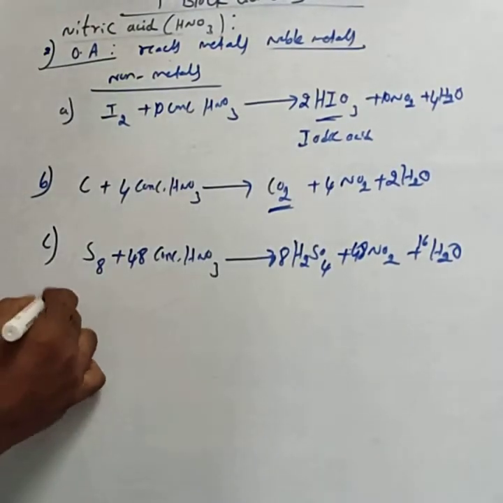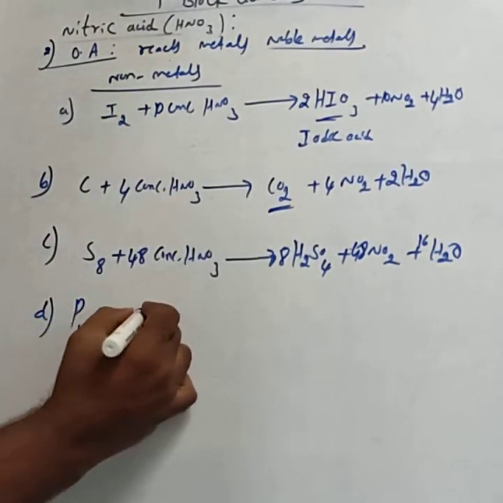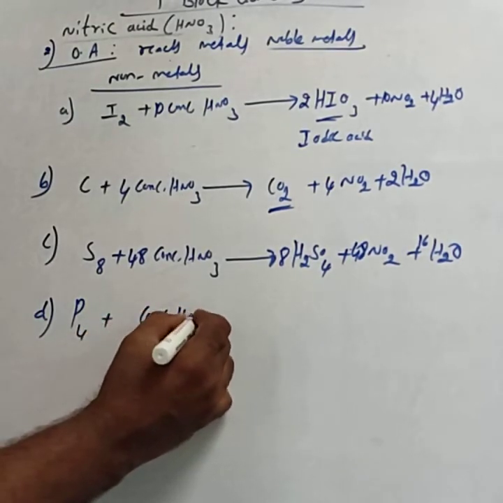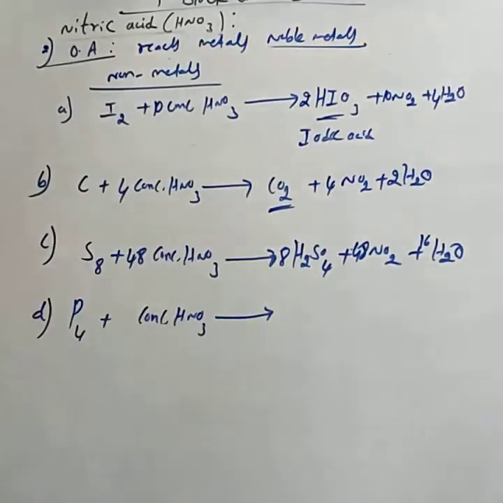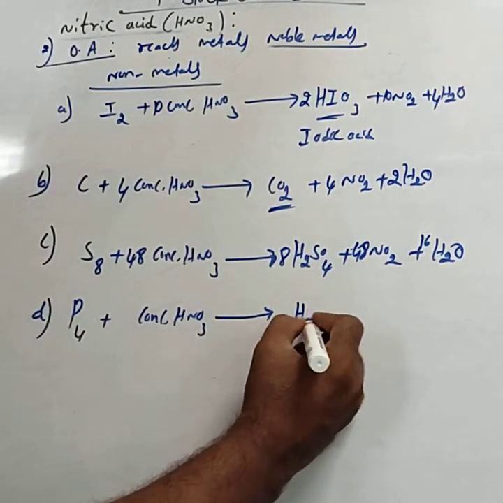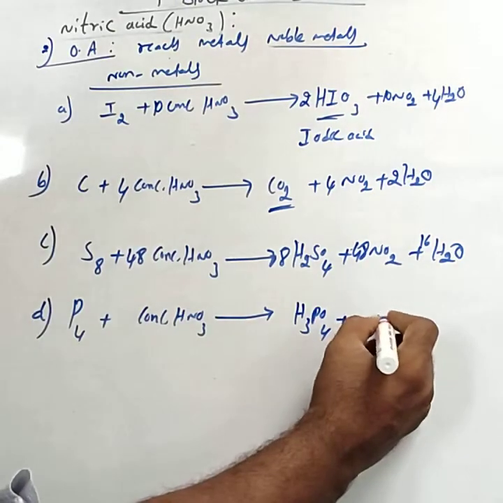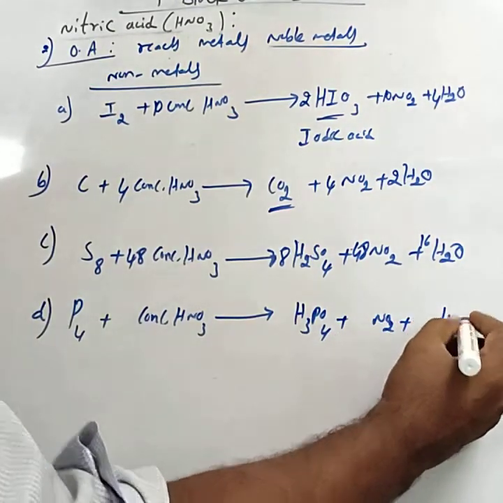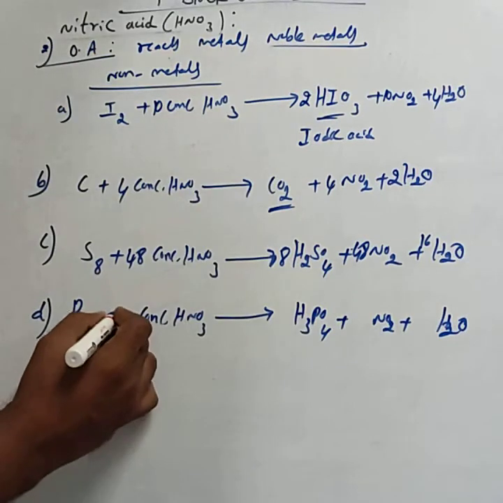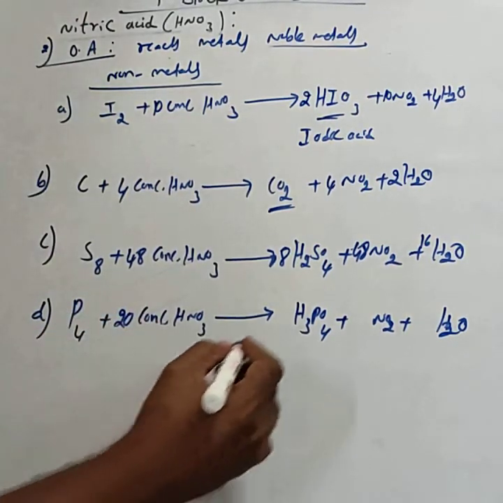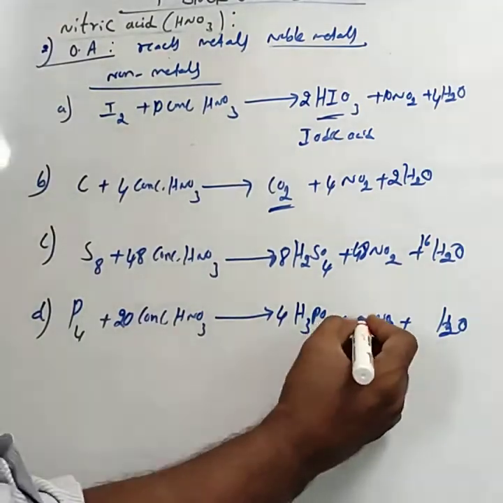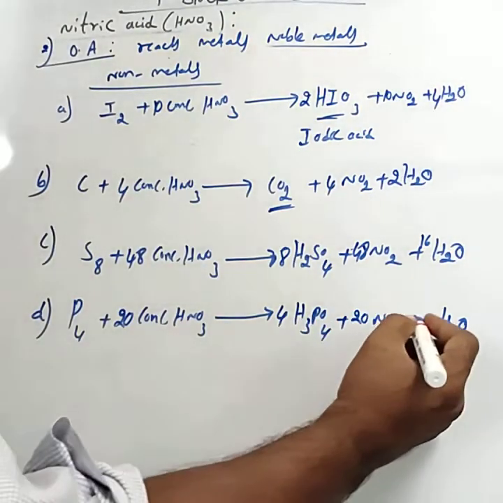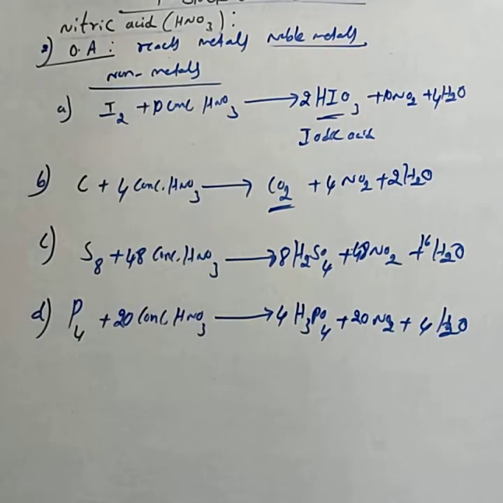Then similarly, phosphorus, P4, to phosphoric acid. Nitric acid oxidizes phosphorus into phosphoric acid, H3PO4, NO2 and water. To balance this one, we use 20 moles of HNO3, then 4 moles of H3PO4, 20 moles of NO2 and 4 moles of H2O. This is the reaction with the non-metals: iodine to iodic acid, carbon to carbon dioxide, sulfur to sulfuric acid, phosphorus to phosphoric acid.